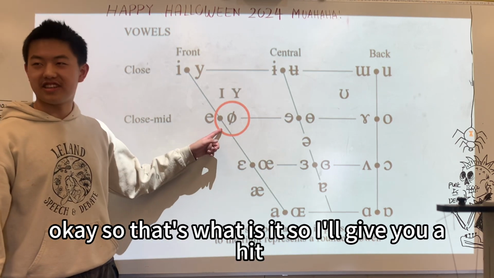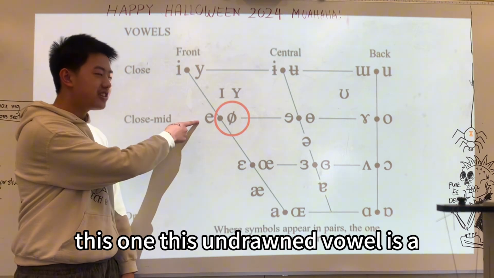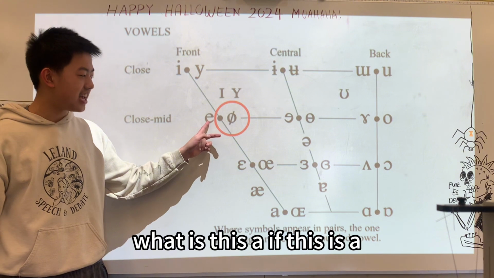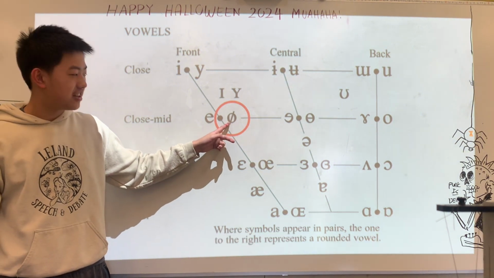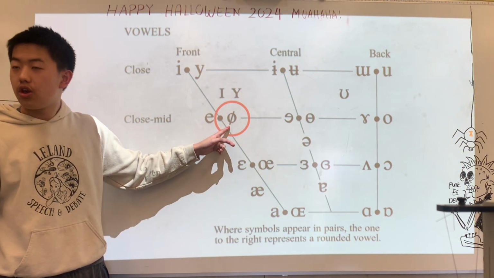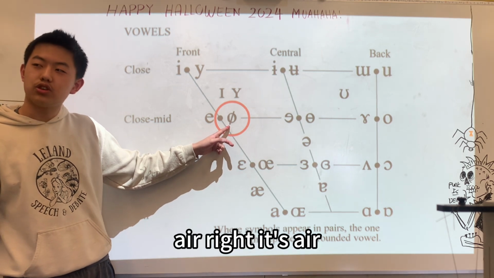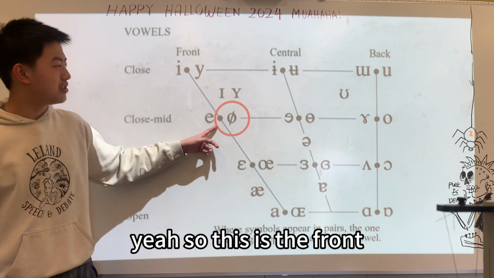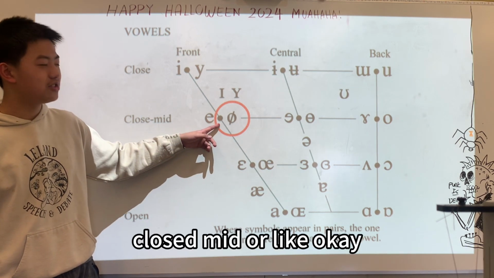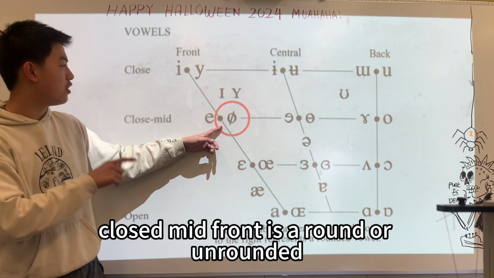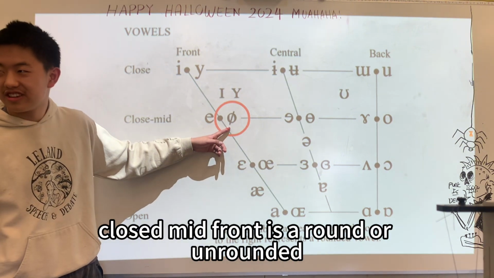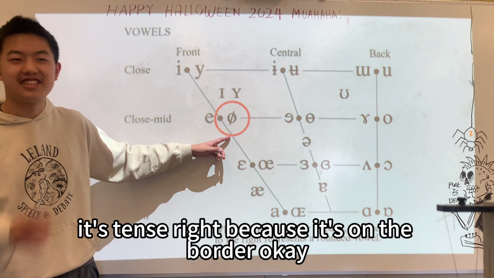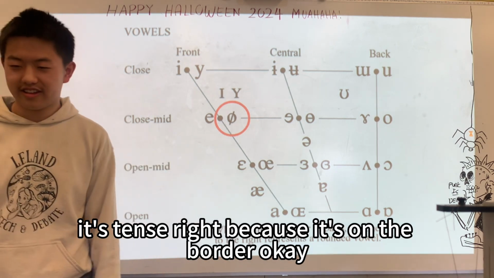Okay, so what is it? I'll give you a hint. This unrounded vowel is eh. If this is eh, what is this? Right? So this is the front, closed mid, front. Is it rounded or unrounded? Yes, it's rounded. So is it tense or lax? It's tense, right? Because it's on the border, okay?